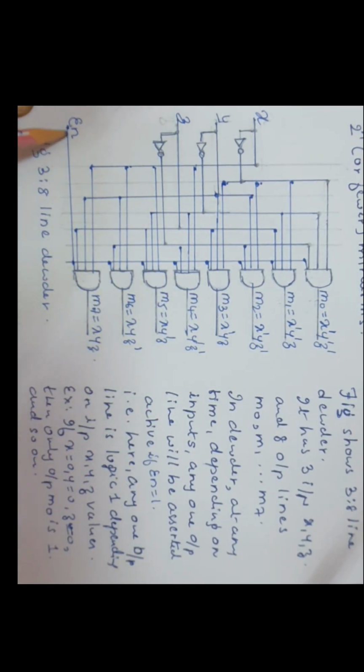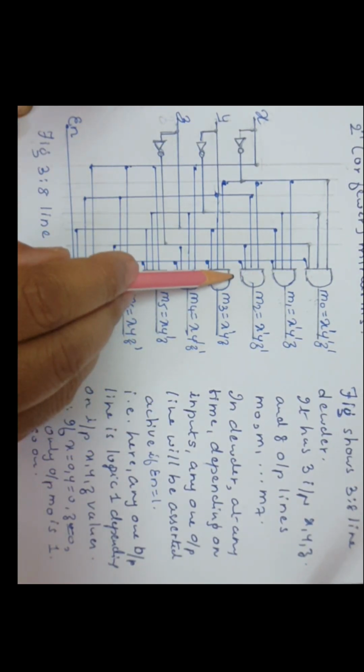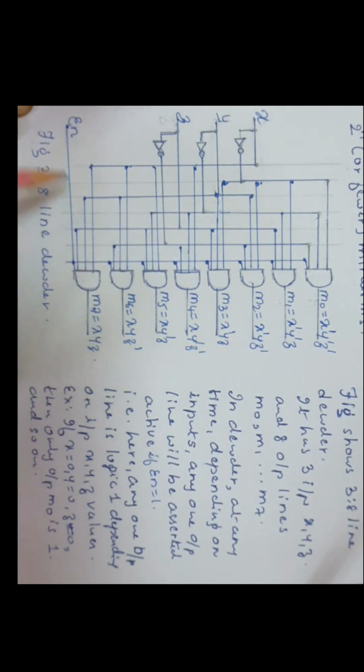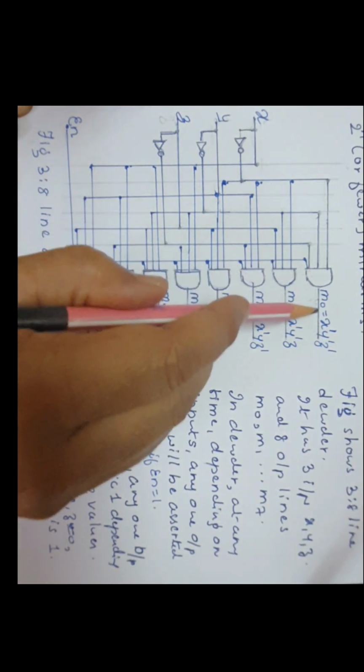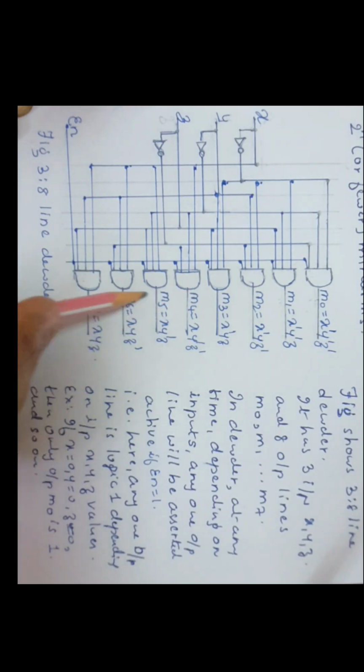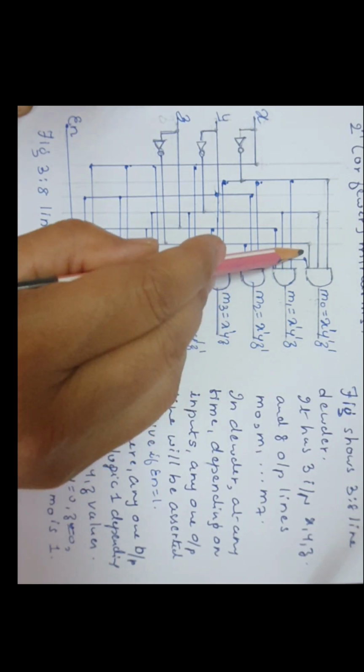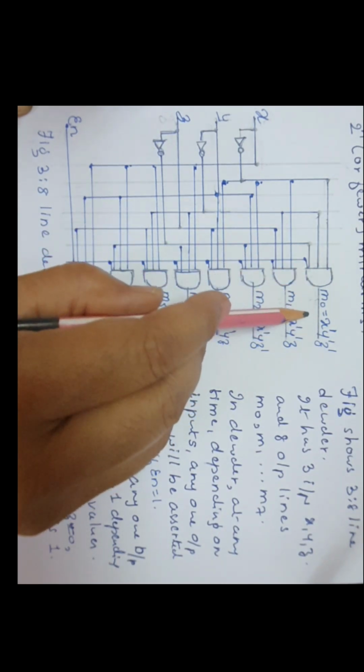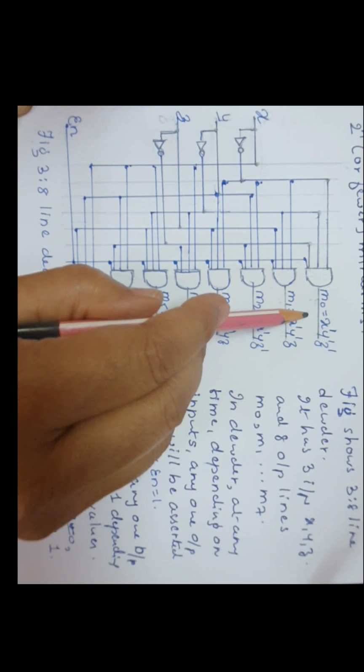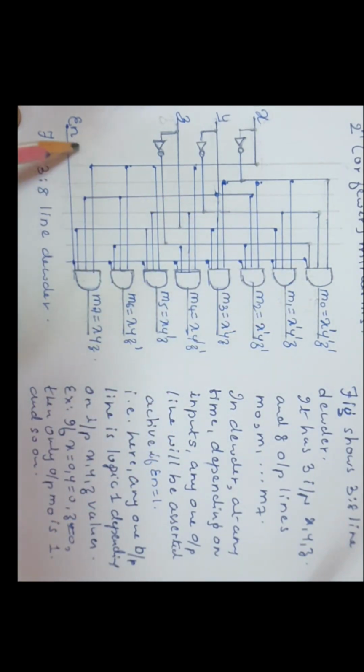Next, the enable input is given to all AND gates. When enable is 1, this decoder will work like a decoder. If enable is 0, then one of the inputs to all AND gates is 0. When any one input is 0, output is 0. Output of all AND gates, hence all minterm lines, are 0. Then it is not working like a decoder. If enable is 1, it depends on the other inputs, and for those minterms only that line will be asserted. So that is the 3:8 line decoder with enable input.